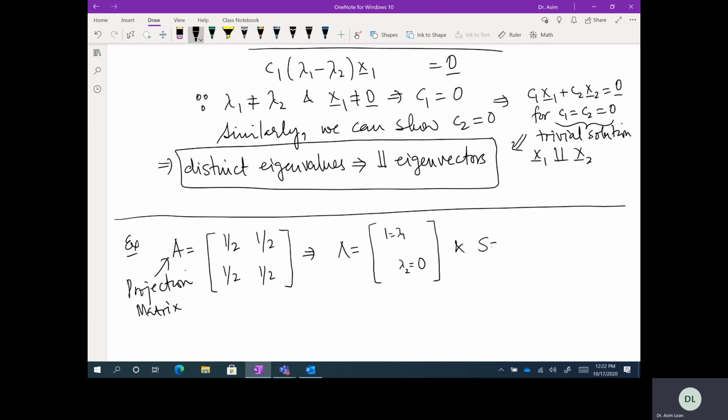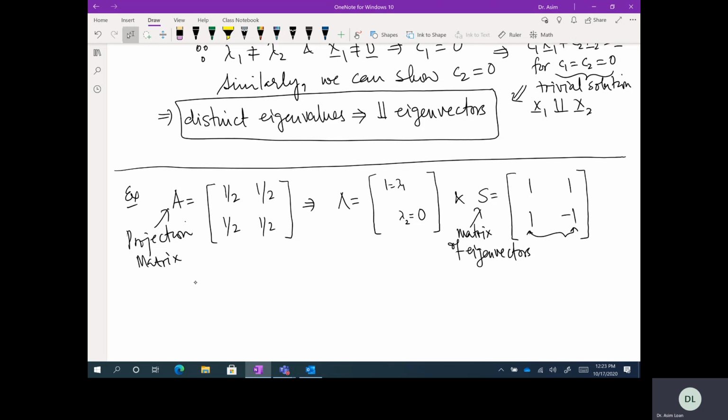And what was S? S was a matrix of eigenvectors, and if you recall, this matrix was 1 1 and 1 minus 1, and we showed this is a symmetric matrix. But in any case, even if this is not a symmetric matrix, for distinct eigenvalues, these two vectors are orthogonal. You can go home and check A times S.